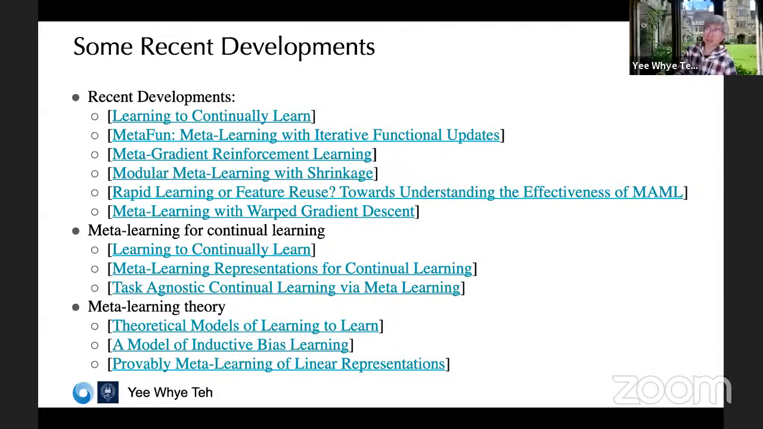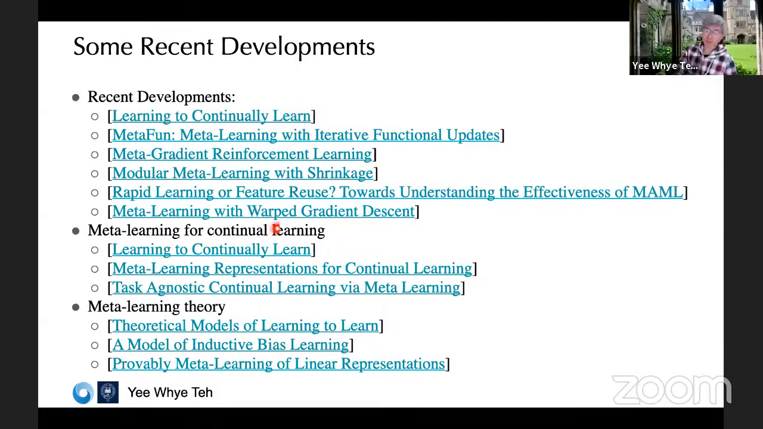Basically, if we understand that different tasks are different in a small number of ways from other tasks, then perhaps we might use shrinkage priors in a meta learning context, so that we could figure out how tasks are different. And there's also this interesting question around whether things like MAML are actually really learning to rapidly learn or simply learning useful features. And there's this interesting paper that also just came out this year, I think in ICLR.